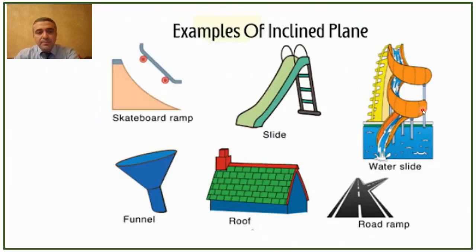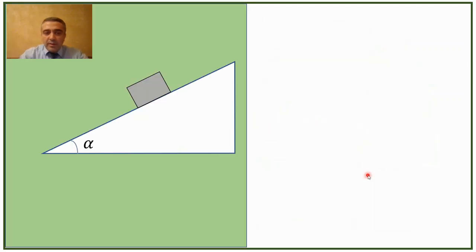And let's start. If we notice our surroundings and everyday living, we can face inclined planes, like the skateboard ramp, slide, water slide, funnel, roof ramp, etc. And in order to explain the motion and which forces are acting on this object, let's suppose that we have an object on the inclined plane.